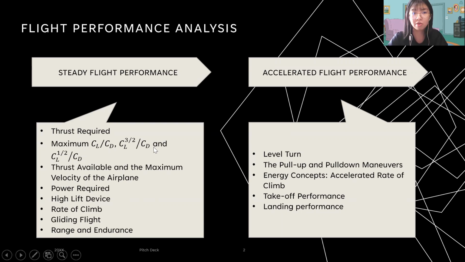Inside steady flight performance, it has thrust required, maximum lift to drag coefficient ratios, thrust available and maximum velocity of the airplane, power required, high lift device, rate of climb, gliding flight, range and endurance. While inside the accelerated flight performance, it has level turn, the pull out and pull down maneuvers, energy concepts, accelerated rate of climb, takeoff performance, and also landing performance.